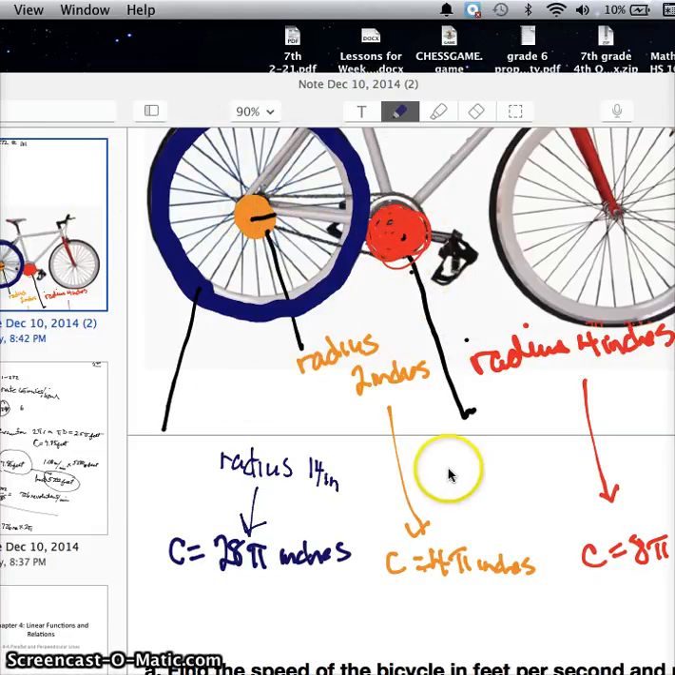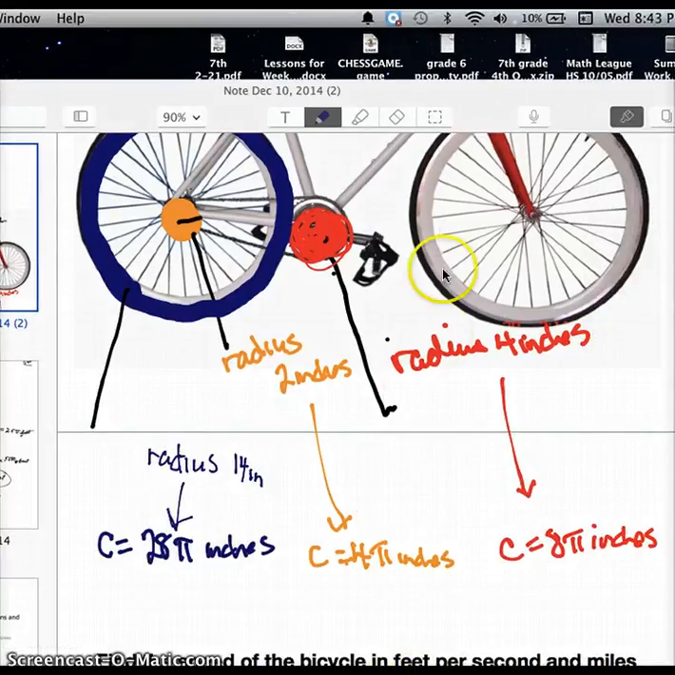As we'll see, we have different measurements on each of the sprockets and wheels. The wheel has a radius of 14 inches. Therefore, its circumference is 28 pi. The pedal sprocket has a radius of 4 inches. Therefore, it is 8 pi. And then the back wheel sprocket has a radius of 2 inches. Therefore, its circumference is 4 pi.